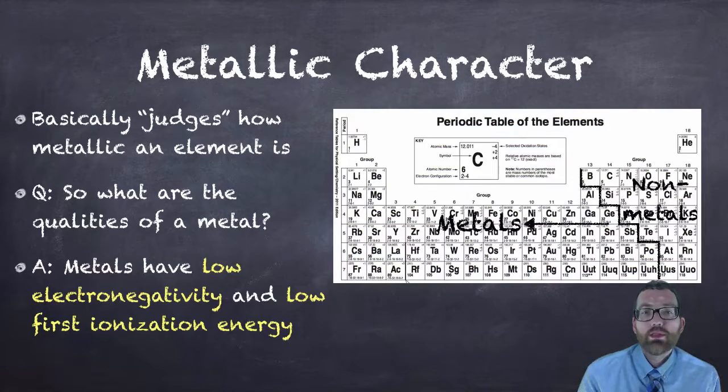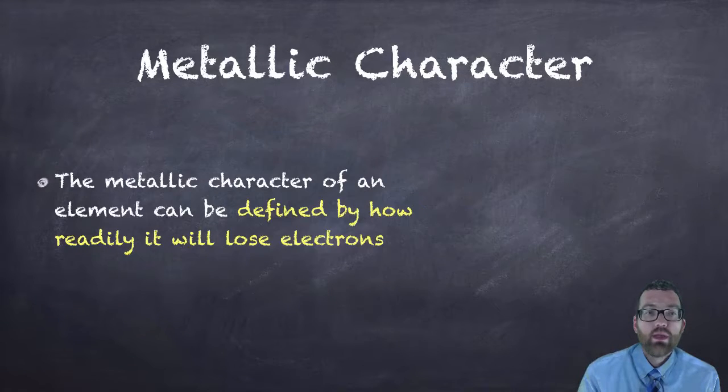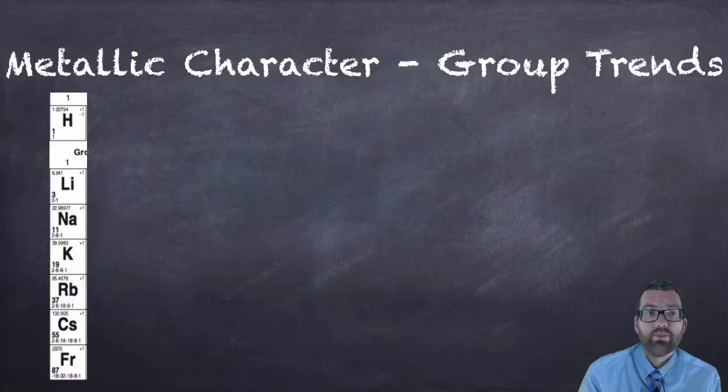Low electronegativity means they're not going to steal other electrons. In the tug of war for electrons, they always lose. They give up their electrons to nonmetals. So therefore they have low first ionization energy. It does not take a lot of energy to remove an electron from a metal. So the metallic character of an element can be defined by how readily it will lose electrons. So when you're judging two elements to see which has a greater metallic character, you need to ask yourself which one of these is going to lose electrons easier.